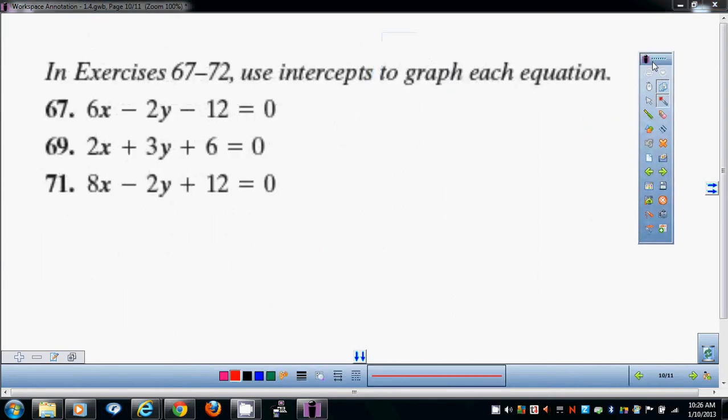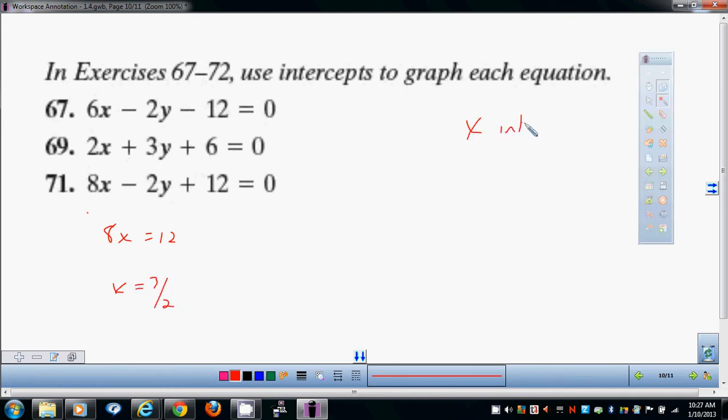Use intercepts to graph the equation. I'll tell you what, you can just tell me what the intercepts are, and I'm going to trust that you can connect the dots. Now, when finding the intercepts, if I was looking for my x-intercept, what is the y-coordinate on my x-intercept? 0. So the way you find your intercepts is just plug in 0 for the other letter. So like for 71, if you plug in 0 for y, you get 8x equals 12. Divide by 8, and what is that, 3/2? That is your x-intercept. Did I do that right?